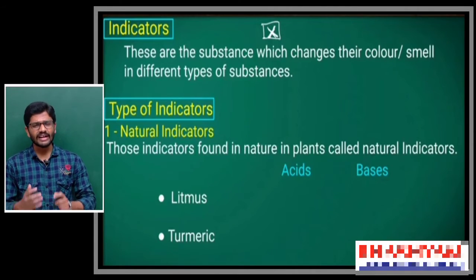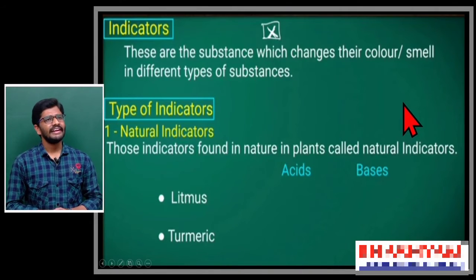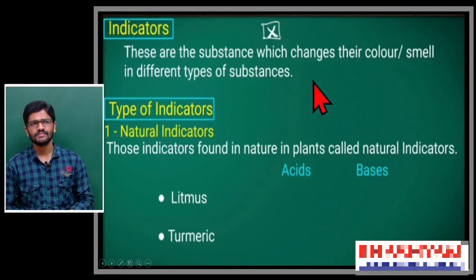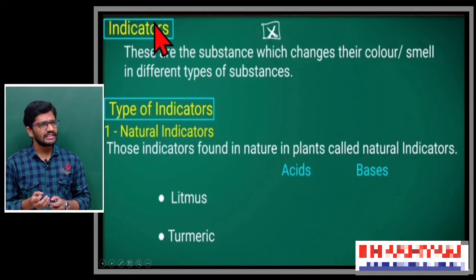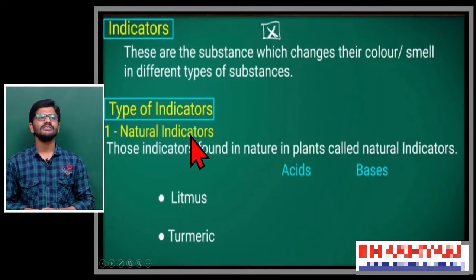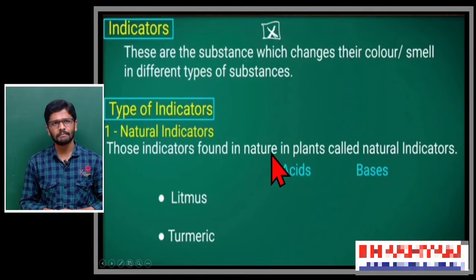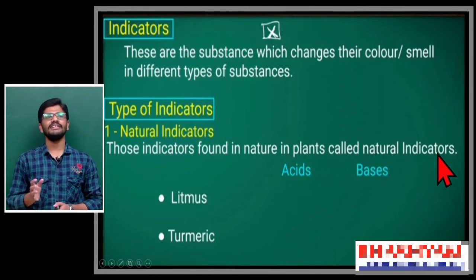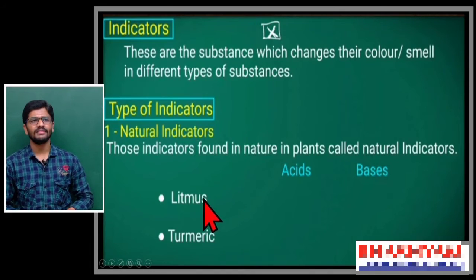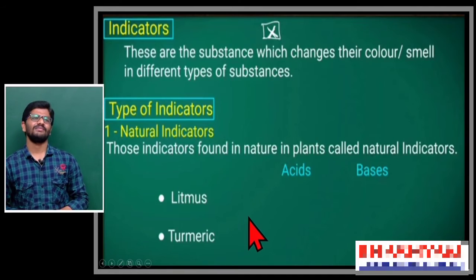Now, what is the classification of indicators? Indicators can be classified into different types. First one is natural indicators. Natural indicators are those indicators found in nature, in plants. Examples: litmus paper, turmeric powder, and red cabbage, etc.